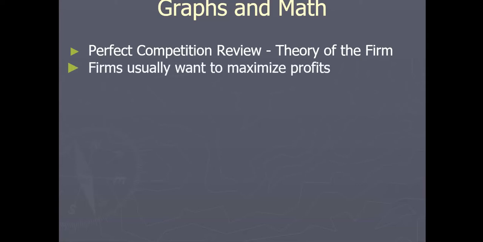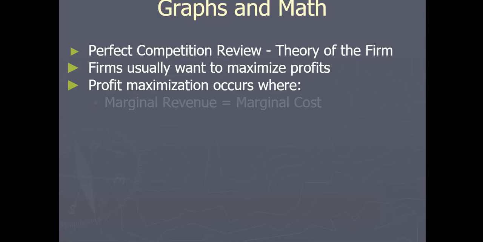The theory is that firms typically want to maximize profits. And the idea is that firms maximize profits where marginal revenue equals marginal cost. And just to remind you what that means, marginal revenue is the additional amount of revenue that a product brings when a firm chooses to sell it on the market.